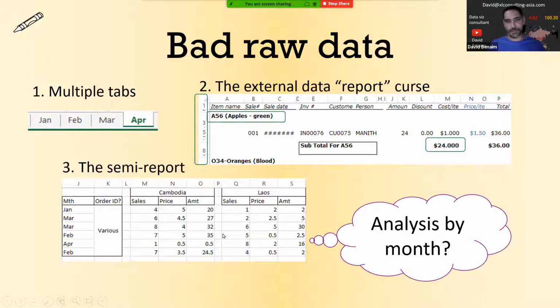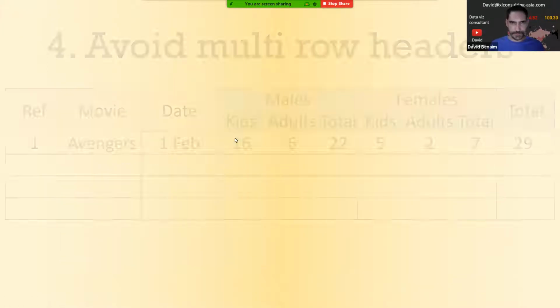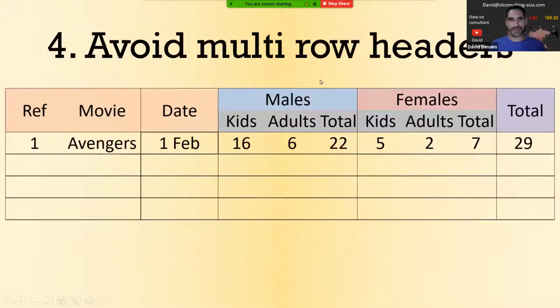Or the semi-reports. This typically comes from multi-row headers, which should almost always be avoided. This is using data that's already pivoted, where you have males, kids, adults, total, females, kids, adults, total, and then a total at the end. A lot of this will be difficult to analyze if you are just using the regular Excel and analytics tools.